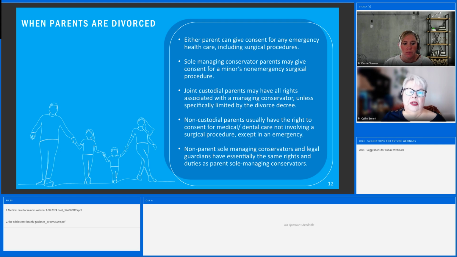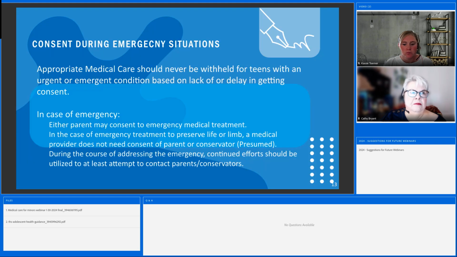Typically, non custodial parents usually have a right to consent to medical or dental care involving a surgical procedure, or do not have the right except in emergencies. And a non-parent sole managing conservator and legal guardian are essentially the same and have the same rights and duties as the parents.